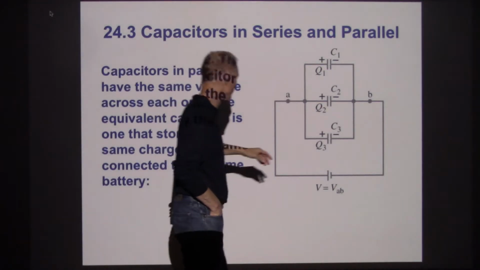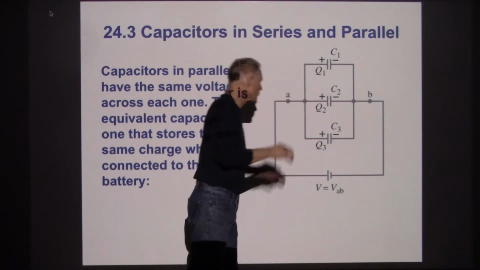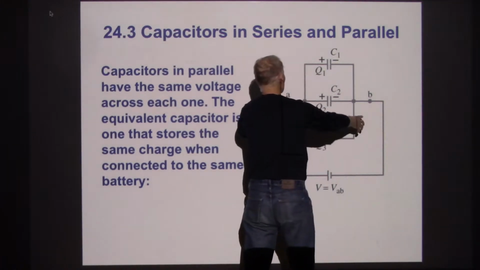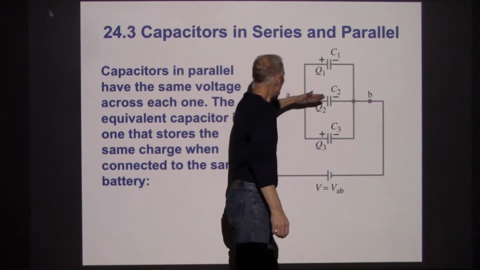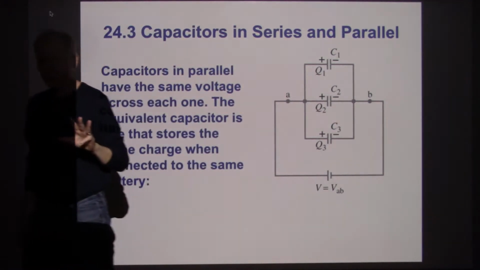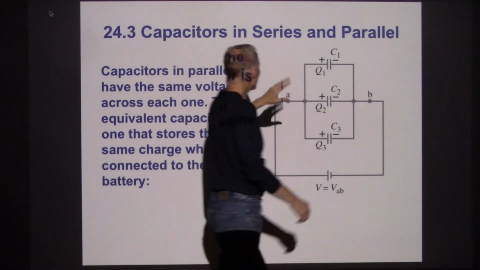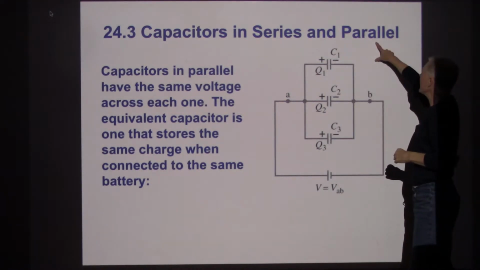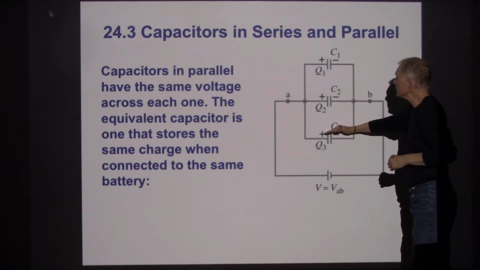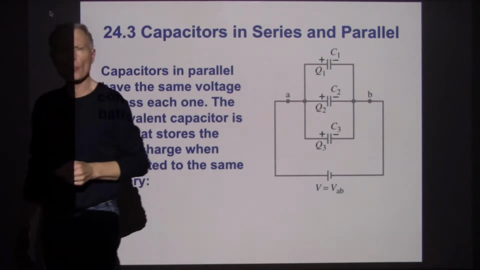So the circuit we have right here has a battery and a voltage set up. We're going to call this the voltage between point A and B. We're using the battery to maintain a voltage at this point. Between points A and B, we've connected three capacitors. This picture is referred to as a parallel circuit. The three capacitors are placed parallel to each other. Now the drawing shows them being parallel, but parallel means more than that.